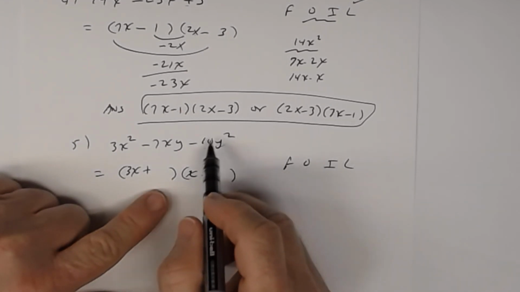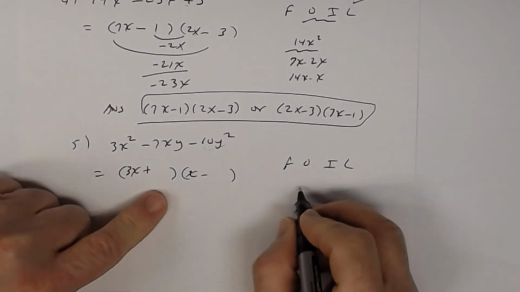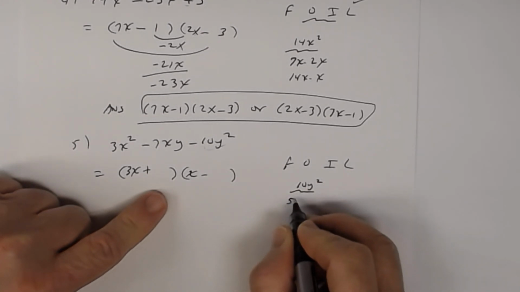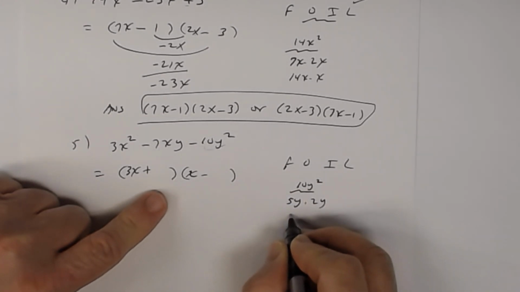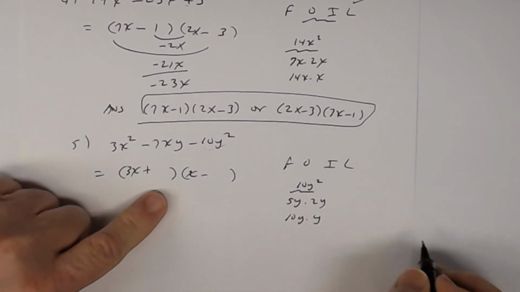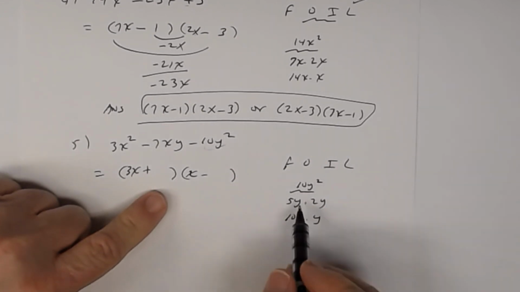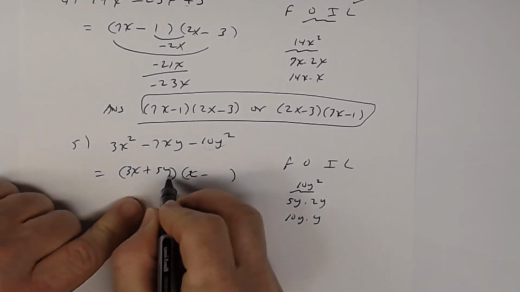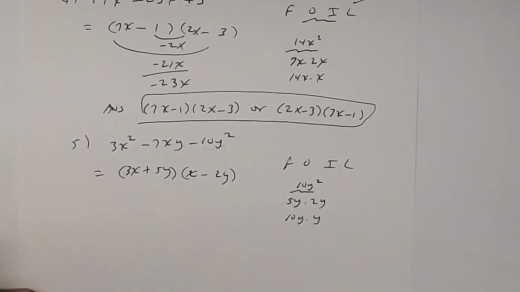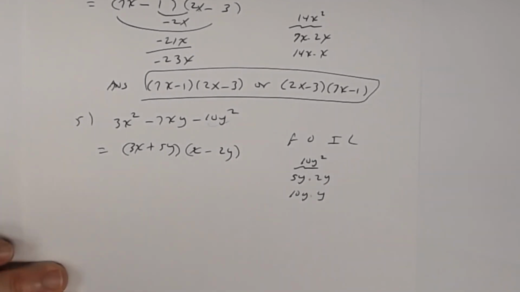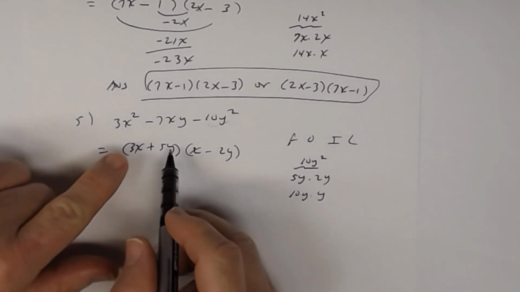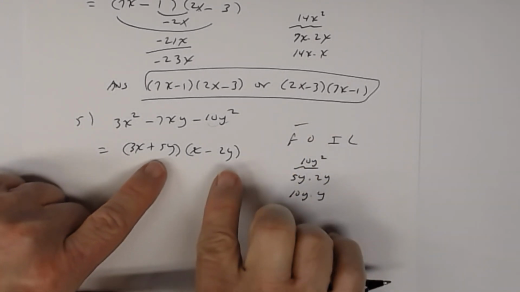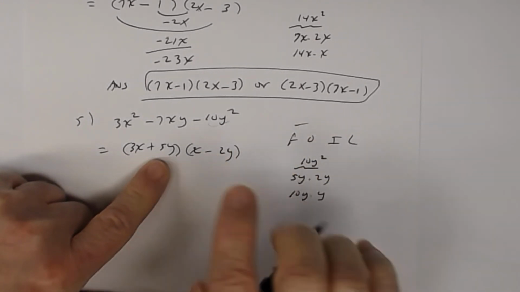And then the last term is 10y squared, and there are only two possibilities for 10y squared. There's 5y times 2y, and there's 10y times y. And so let's try 5y and 2y first. So let's go ahead and put 5y here, 2y here, and see if that works. All right, FOIL, always check. 3x times x, 3x squared. The last, 5y times negative 2y, negative 10y squared.